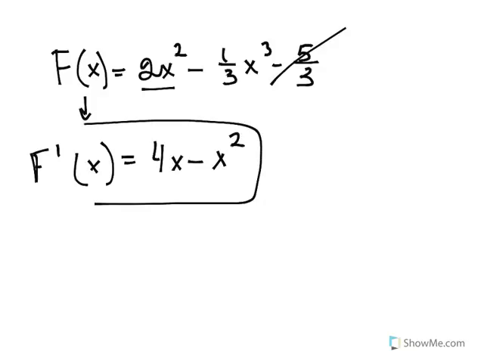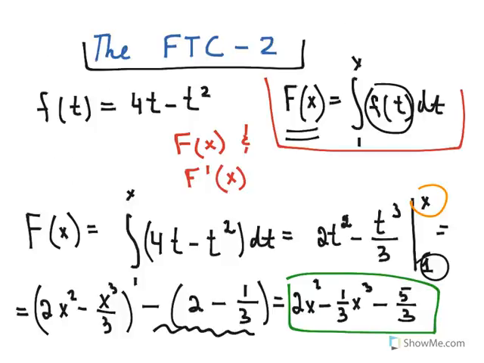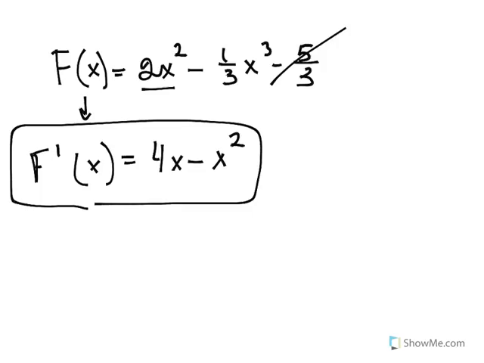Now look at this very carefully. You see this 4x minus x squared? Now go back. You see right here, what's your given function? 4t minus t squared, but we got 4x minus x squared. Do you see some kind of pattern here? If not, let's do one more. I'm sure you're gonna catch it now.